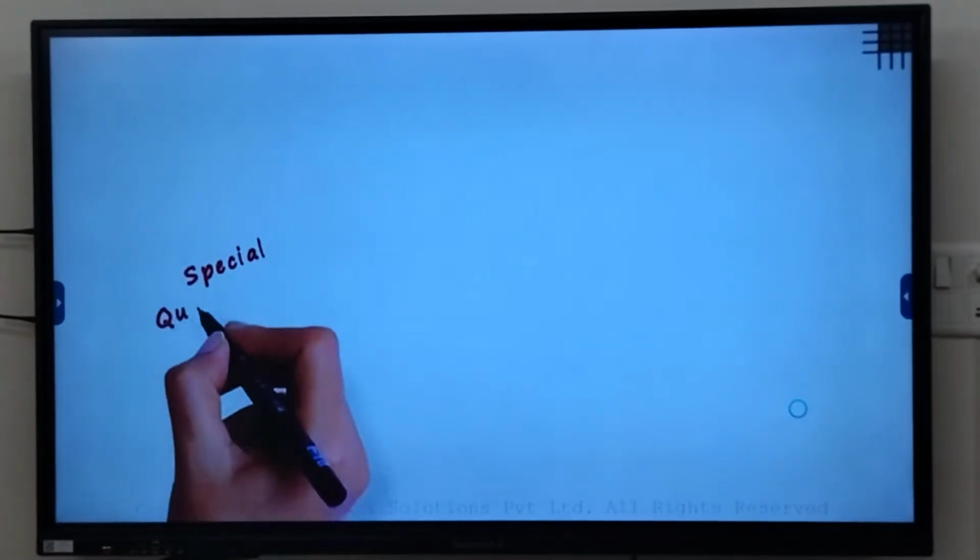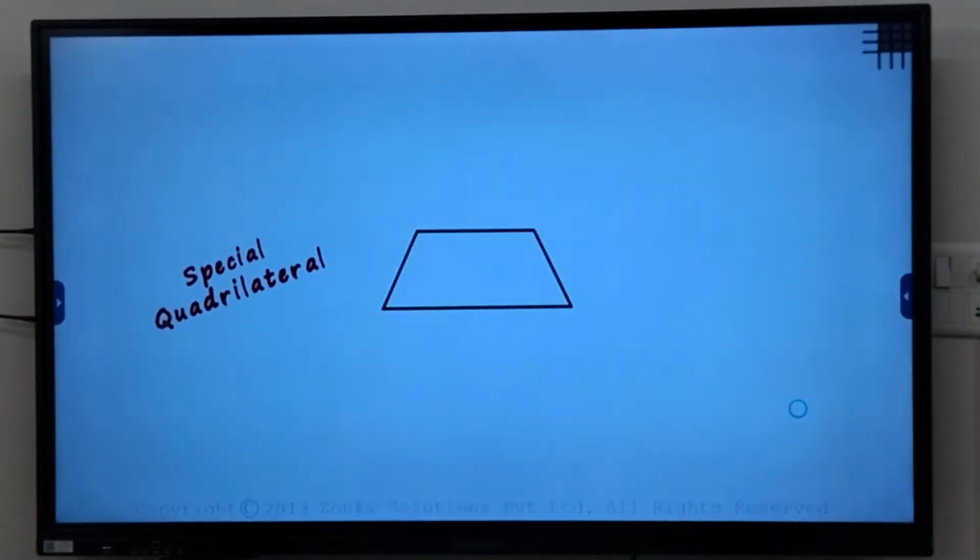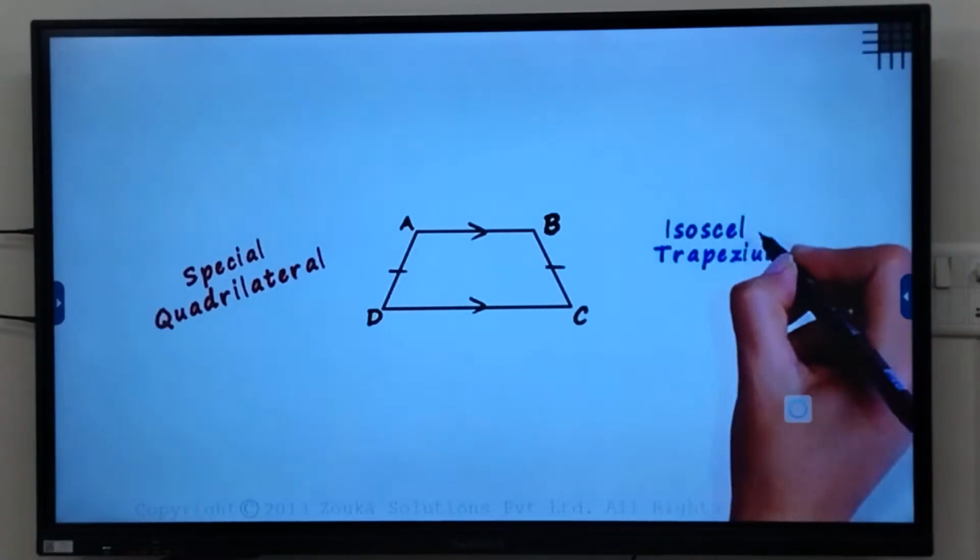In this video, we will be proving a property of a special quadrilateral. Look at this quadrilateral ABCD. Sides AB and CD are parallel to each other, and the non-parallel sides AD and BC are equal. This is the data that is given to you. You may or may not be given the name of this quadrilateral. Seeing that we have one pair of opposite sides parallel, you should be able to say that it's a trapezium. And since the non-parallel sides are equal, we can say that it is an isosceles trapezium.